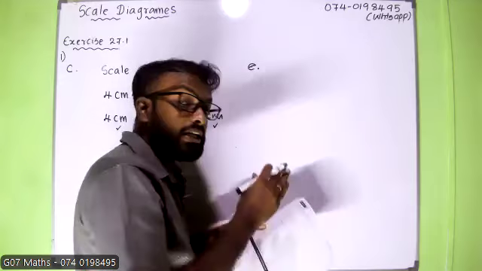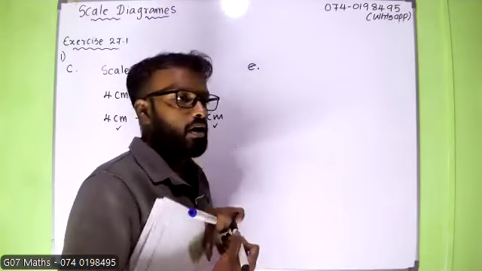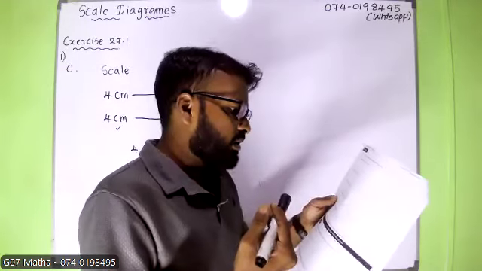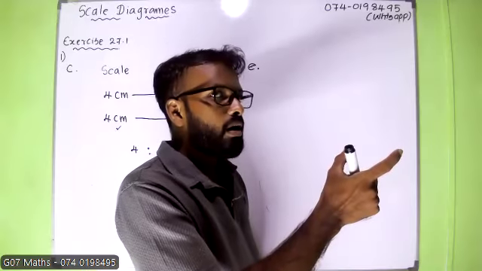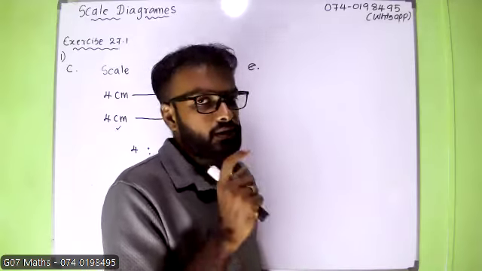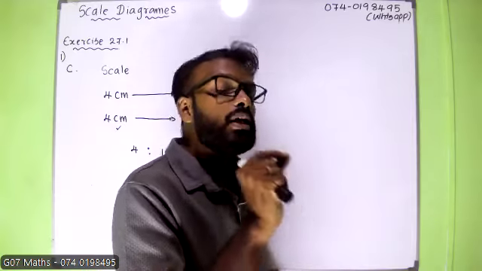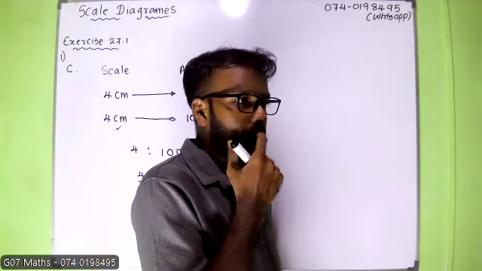Part E: representing 6 millimeters by 3 centimeters. You are going to represent 6 millimeters. That is the actual length, by using 3 centimeters.